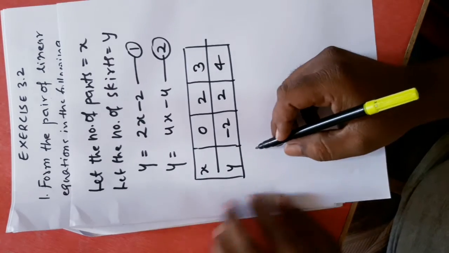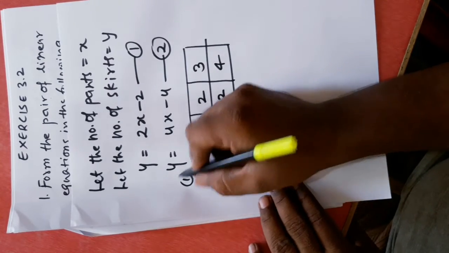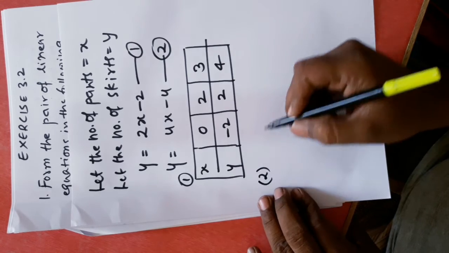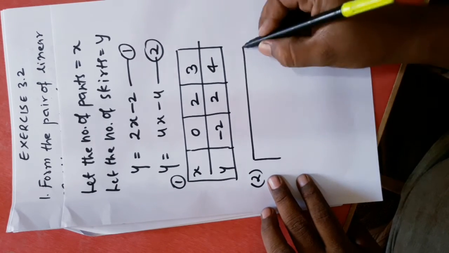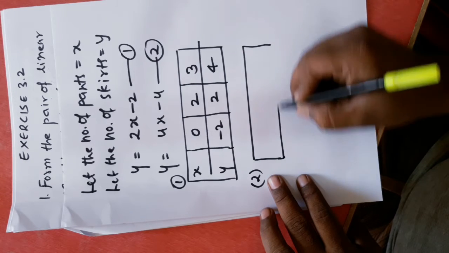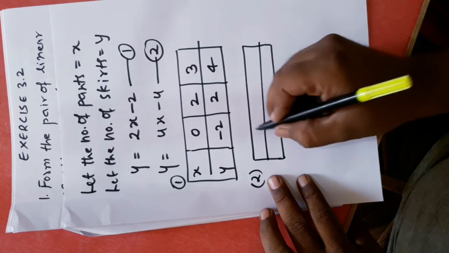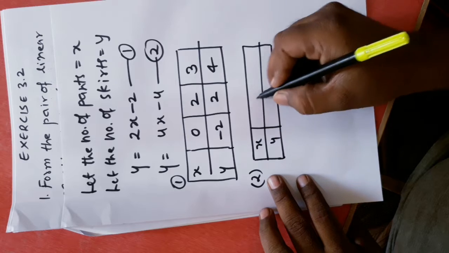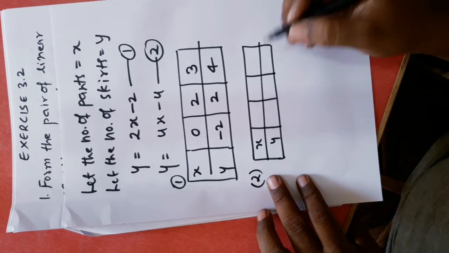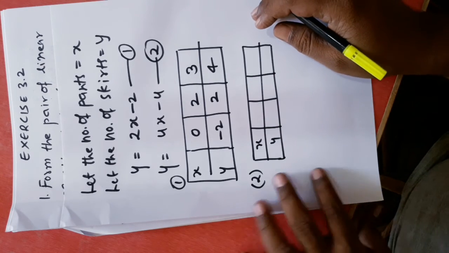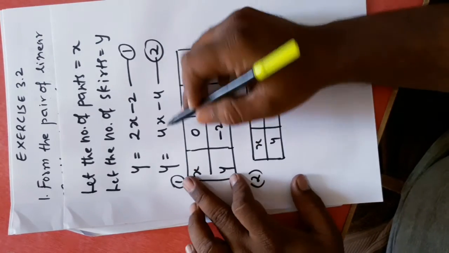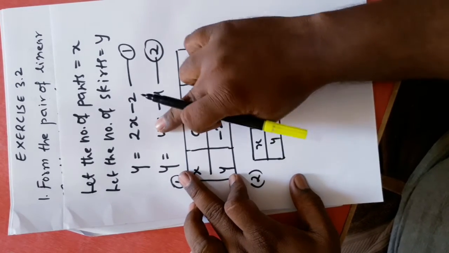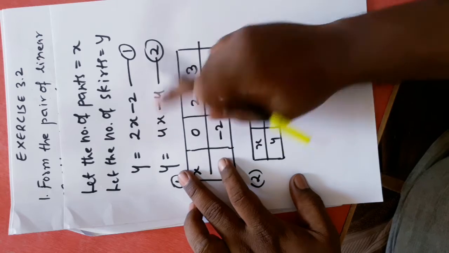This is another table, this is for the first equation. For the second equation, what will we do? Again we'll make one more table for the second equation. This is x, this is y. We can take 3 sets of values. If you put x is equal to 0, then what will be y? y is equal to minus 4.